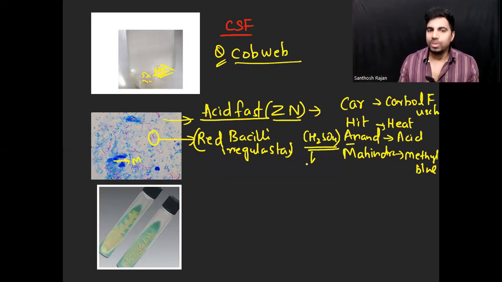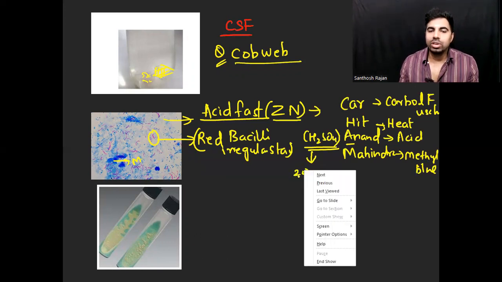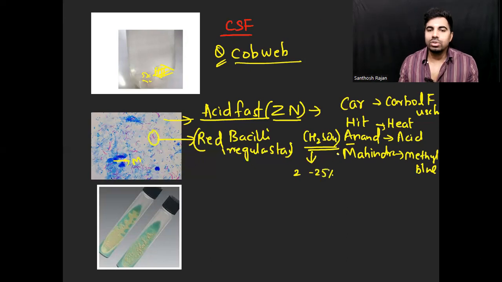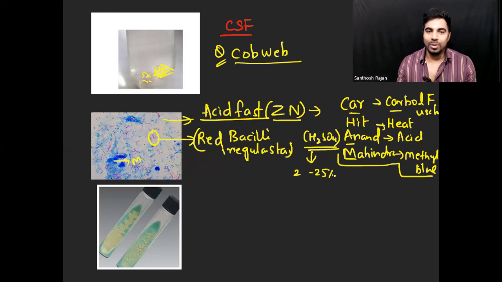We have different types of percentages, if you remember. What are the percentages? 20 to 25%. Okay, 20 to 25%. Staining method, you know, right? Carbolfuchsin. C for carbolfuchsin, H for heat, intermittent heating, A for acid, and M for methylene blue. 20 to 25% is used for T20.